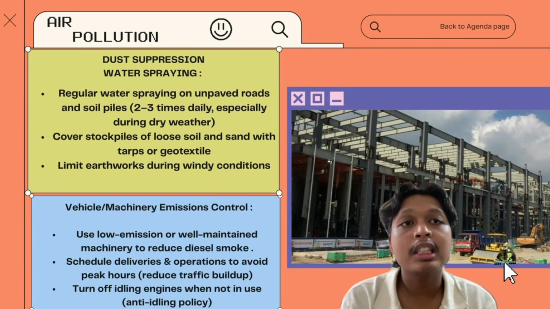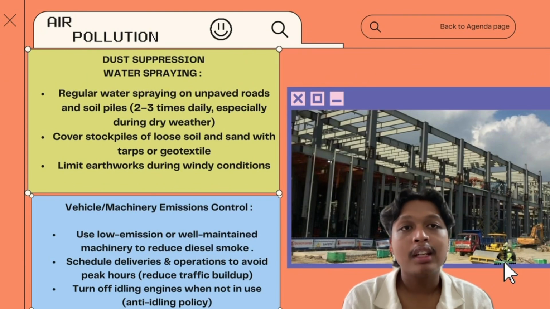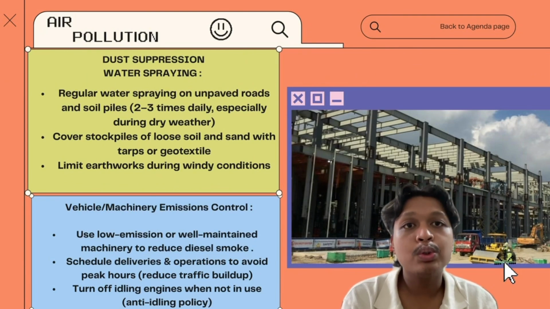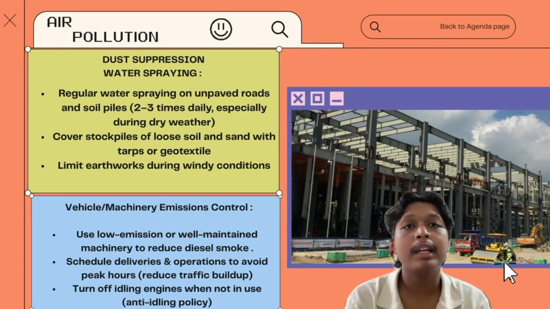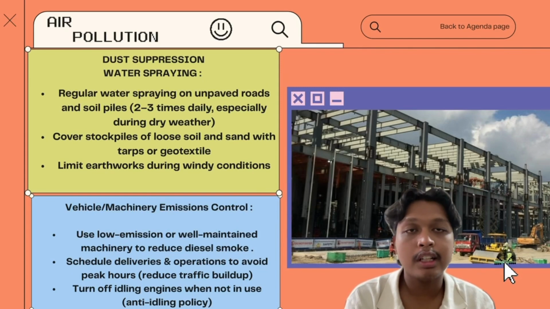First, we have dust suppression through water spraying. Regular water spraying 2 to 3 times daily on unpaved roads and soil piles helps reduce dust particles from becoming airborne, especially during dry weather. Another effective method is to cover soil and sand stockpiles using tarps or geotextile sheets to prevent wind erosion.